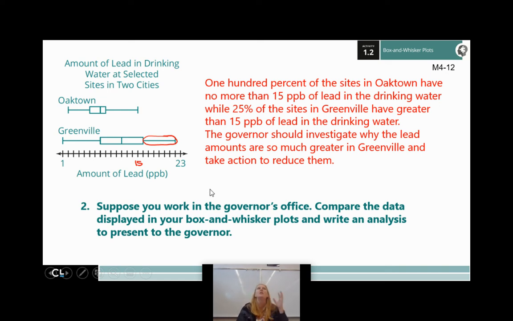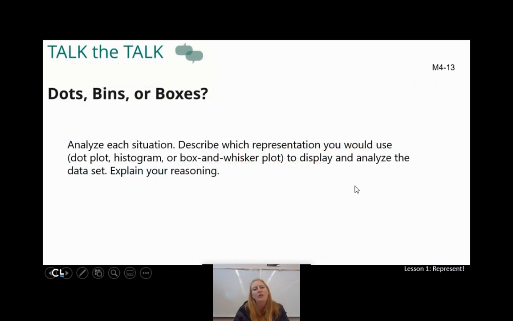So with this in mind, we've now done dot plots where we put our little X's up above on a number line. We've done our histograms with our bars and our bins and our frequencies. And now you've done box and whisker plots where you can actually compare two sets of data instead of just one. So here's the deal. I have a whole bunch of situations for you. I would like you to analyze each situation and describe which representation you would use. Would you use a dot plot? Would you use a histogram with their bins and bars? Or would you use a box and whisker plot to display and analyze the data set?